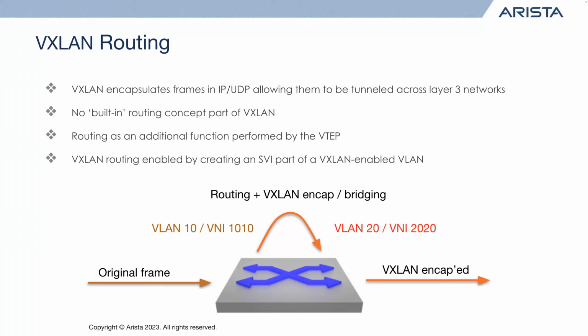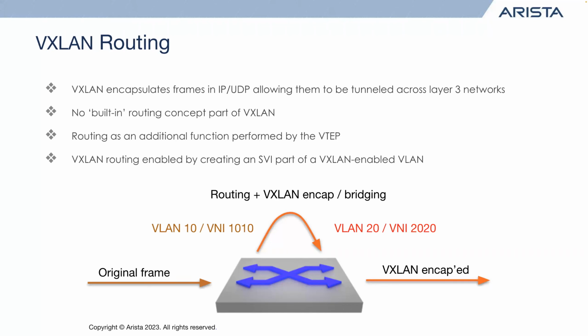But there is no real built-in routing concept as part of VxLAN as a protocol. So when we talk about VxLAN routing, we are essentially meaning that we are somehow integrating the routing capability into this environment. In our context, we have switches which are capable of performing layer 2 functionality and VxLAN encapsulation and decapsulation, so they are called VTEPs, VxLAN tunnel endpoints. On top of that, they are also capable of performing routing. The way we enable this is very simple: it's just by creating SVIs as part of the VxLAN enabled VLANs.